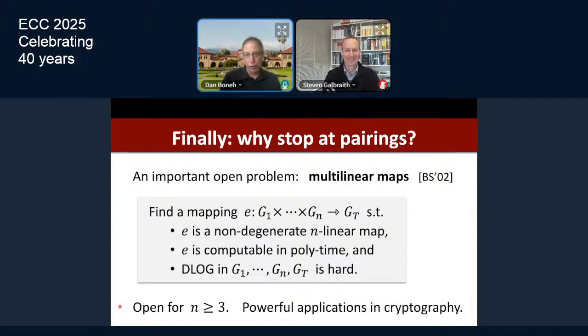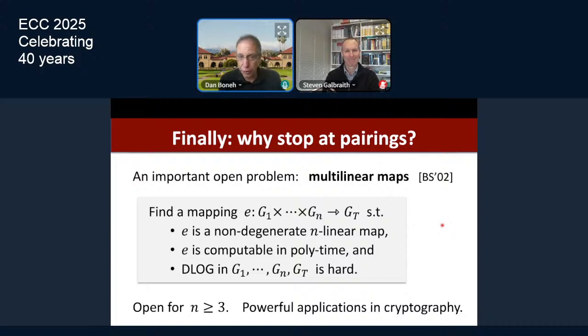problem in the world, which is why do we have pairings, but we don't have anything more than pairings? And so the question is, can we get these multilinear maps? I wrote down the definition here of what a multilinear map is. Effectively, it's an n-linear map where the groups all have a hard discrete log problem. Even for n equals 3, this would already have amazing applications in cryptography. It's so frustrating to me that it's been, how long has it been now?